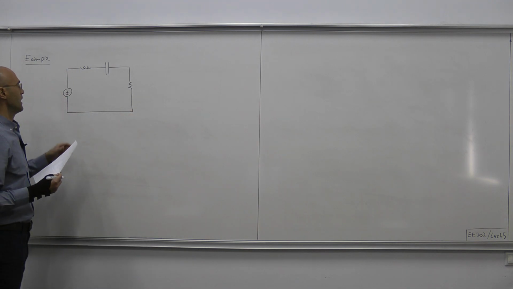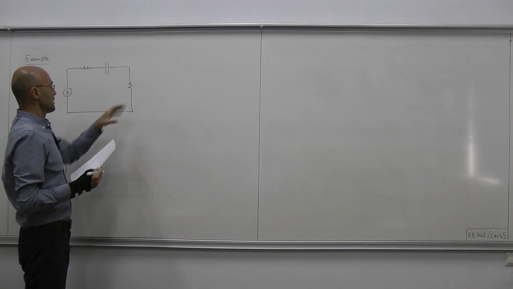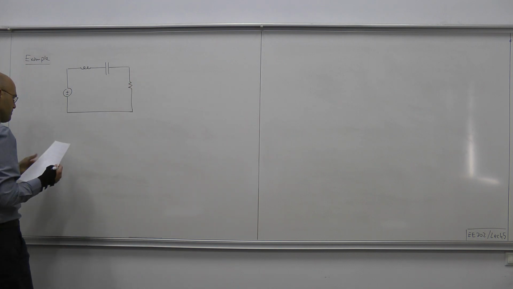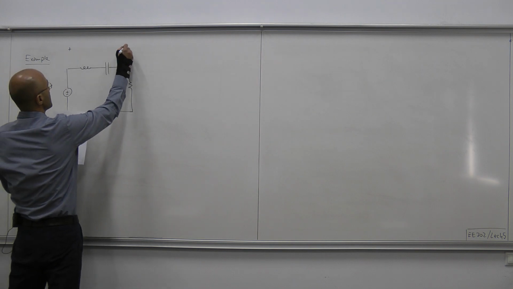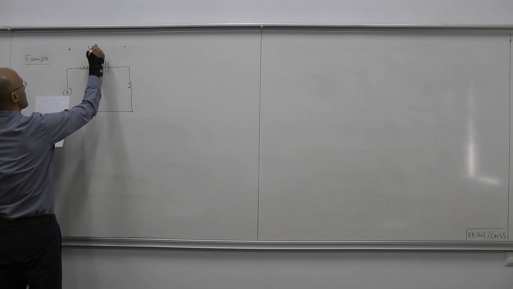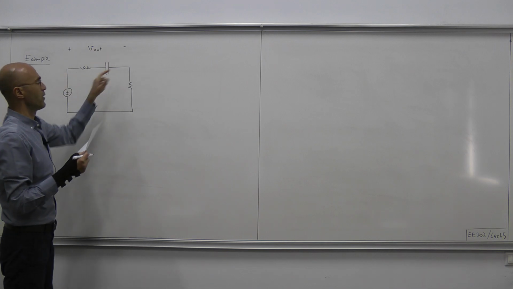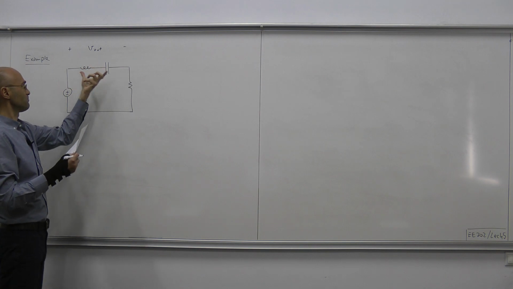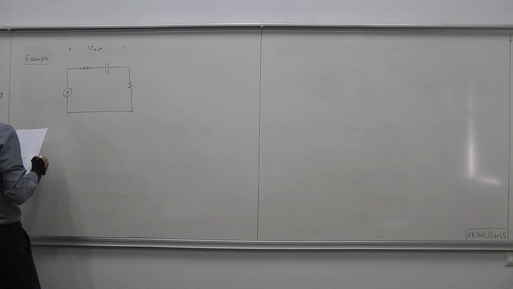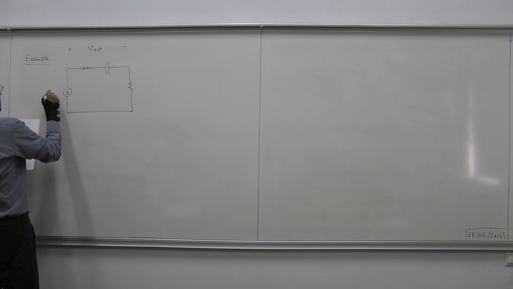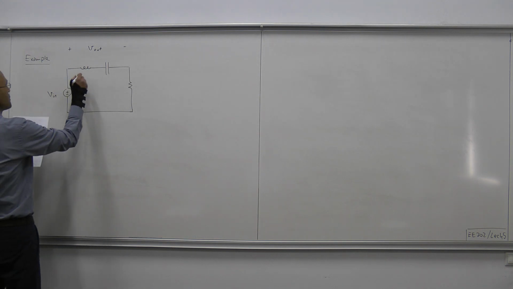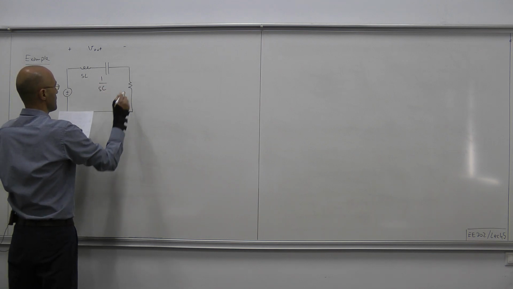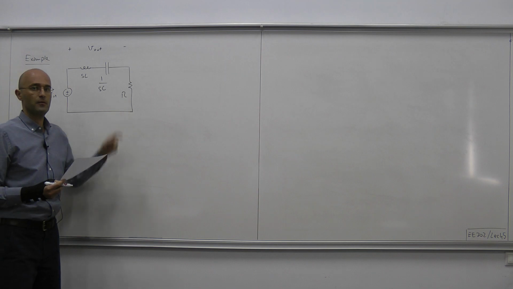In the previous example we collected the output as the voltage of the resistor. This time we're collecting it from this pair of terminals, considering this as a single component in a sense, the capacitor and inductor combination. This is the input voltage. The impedances are SL, 1 over SC, and here we have R, the resistance.